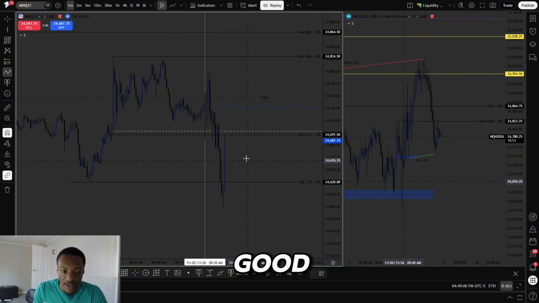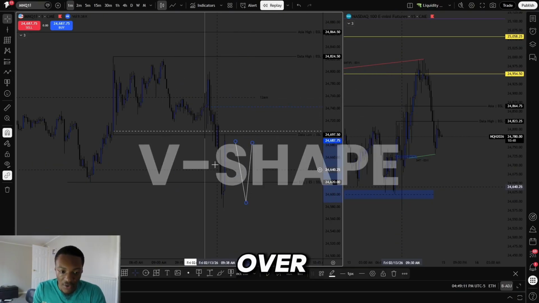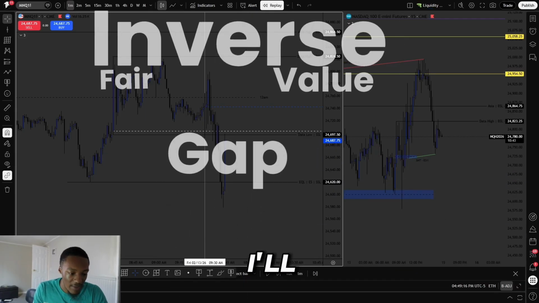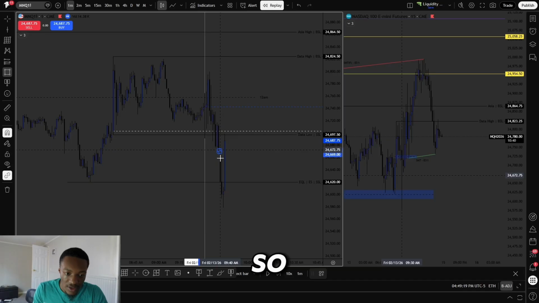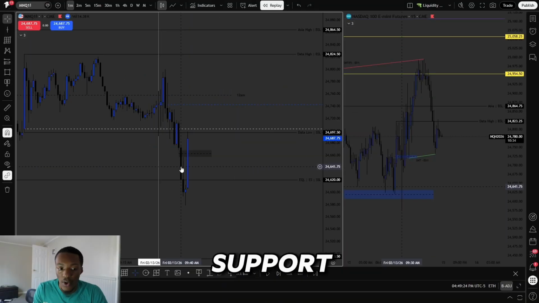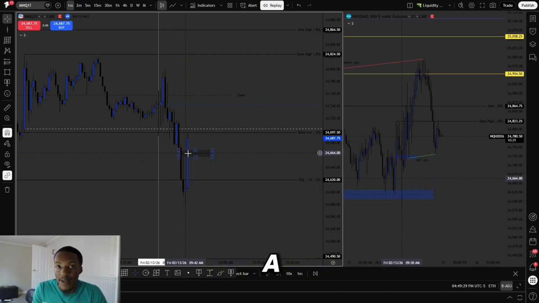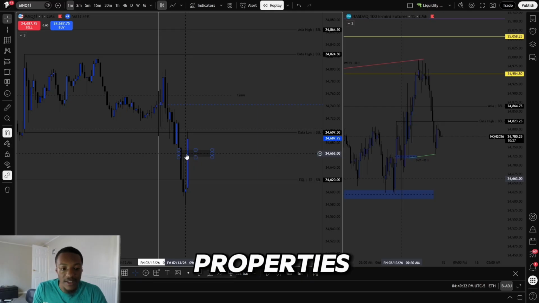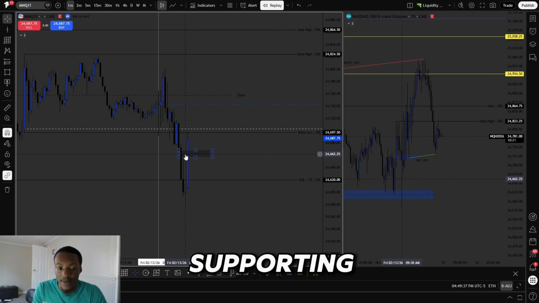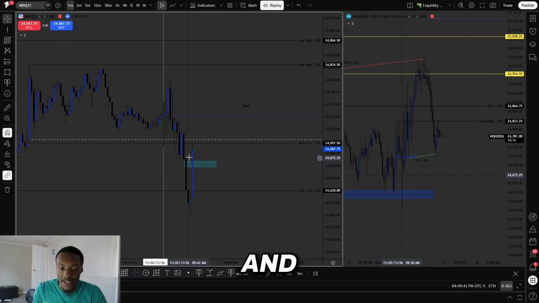And how you know a good IFVG is if it's a V shape. So you see we have a V, and if you drag that over here, this is a V-shaped IFVG. IFVG stands for inverse fair value gap, and I'll break that down here. So here you have a bearish fair value gap. A bearish fair value gap should support price lower. When you see price reprice with speed through a bearish fair value gap, that means the order flow has switched. So if this bearish fair value gap isn't supporting price lower anymore, we call these inverse fair value gaps, and it should support price higher.